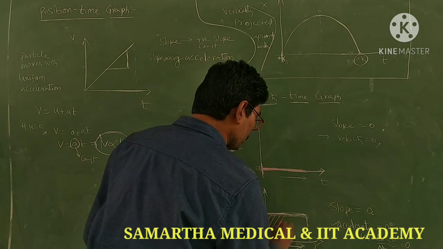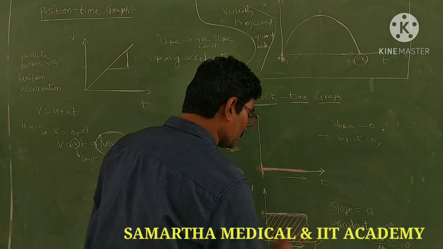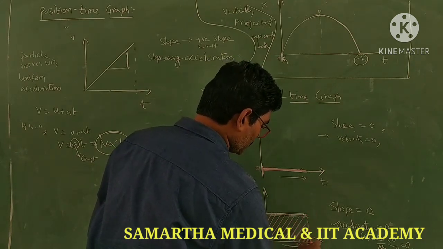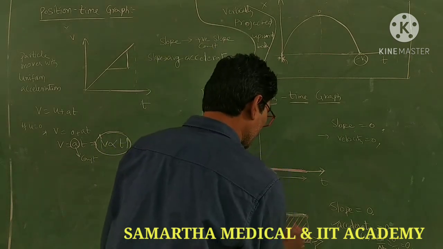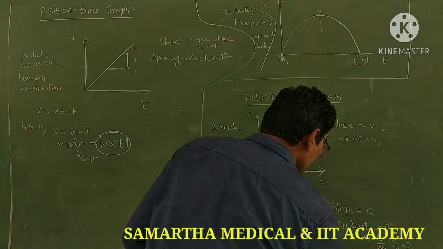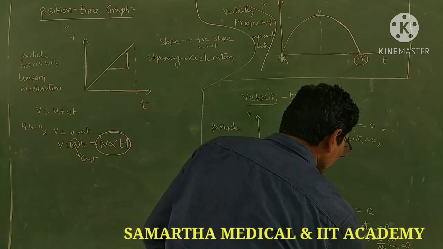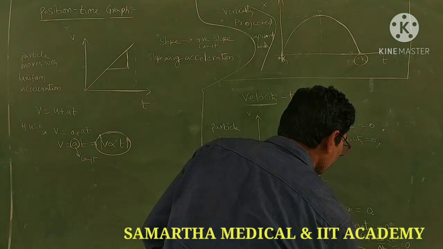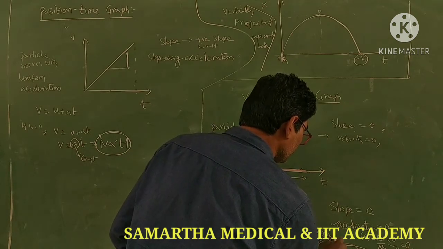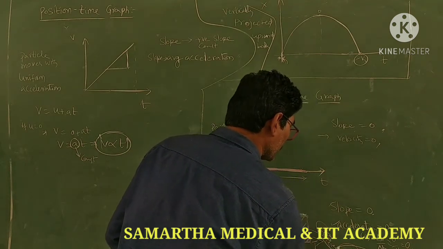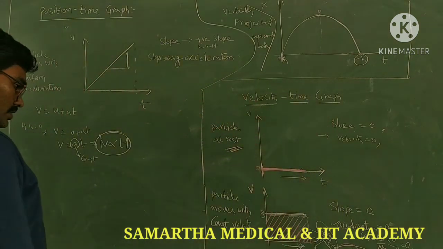So what is the area? The area covered under this graph represents the product of the y and x coordinates. What are the y and x coordinates? The product of v into t, velocity into time. What does it give you? Displacement. Displacement is given by the area covered. So the area covered from the velocity time graph gives you displacement.